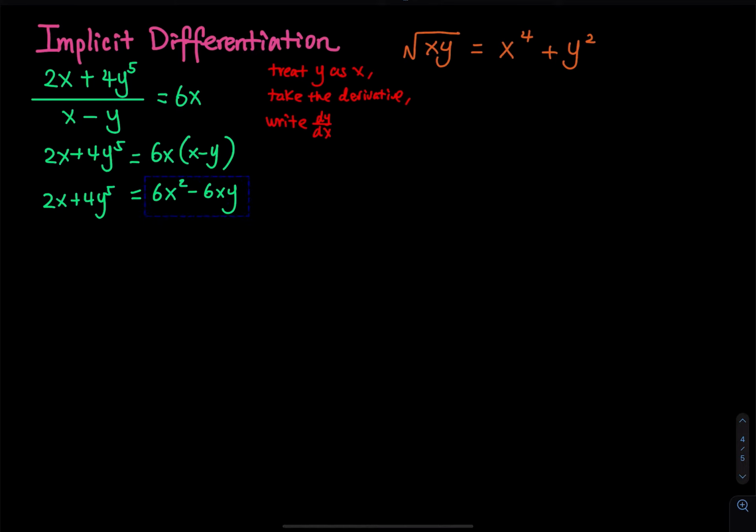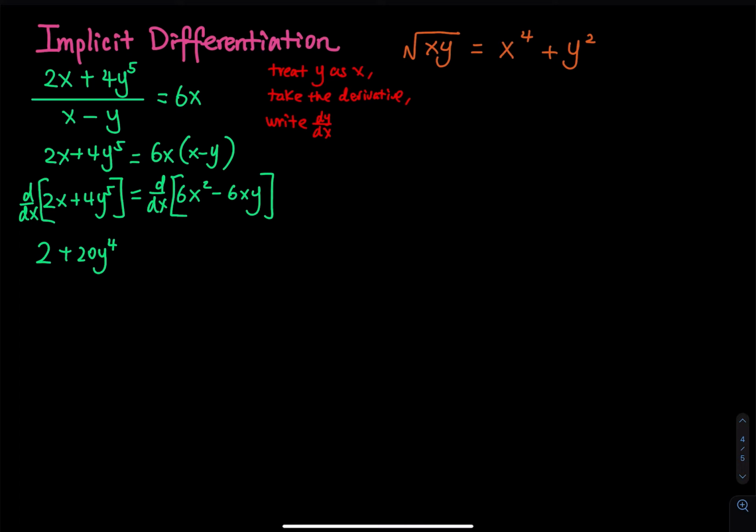I am going to move this a little bit to the right, so I have space to write the d/dx. We are differentiating both sides with respect to x. The derivative of 2x is equal to 2. There is no need to write dy/dx because this is with respect to x. But when you do the 4y to the fifth, you bring the five down, so you have 20y to the fourth.